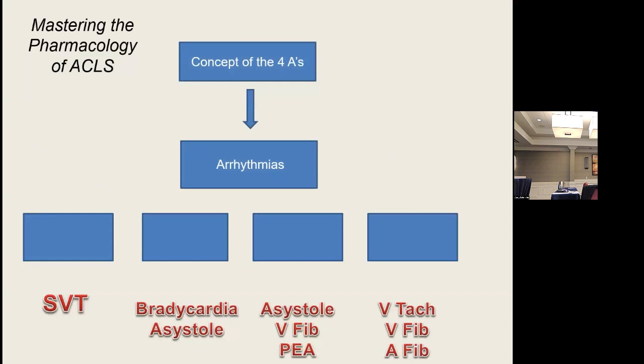And then there's a nice algorithm of the concept of the 4 A's of arrhythmia. So if you put supraventricular tachycardias in one category, what drug would you use that starts with an A to treat it? If you had bradycardia and asystole, what drug starts with an A?